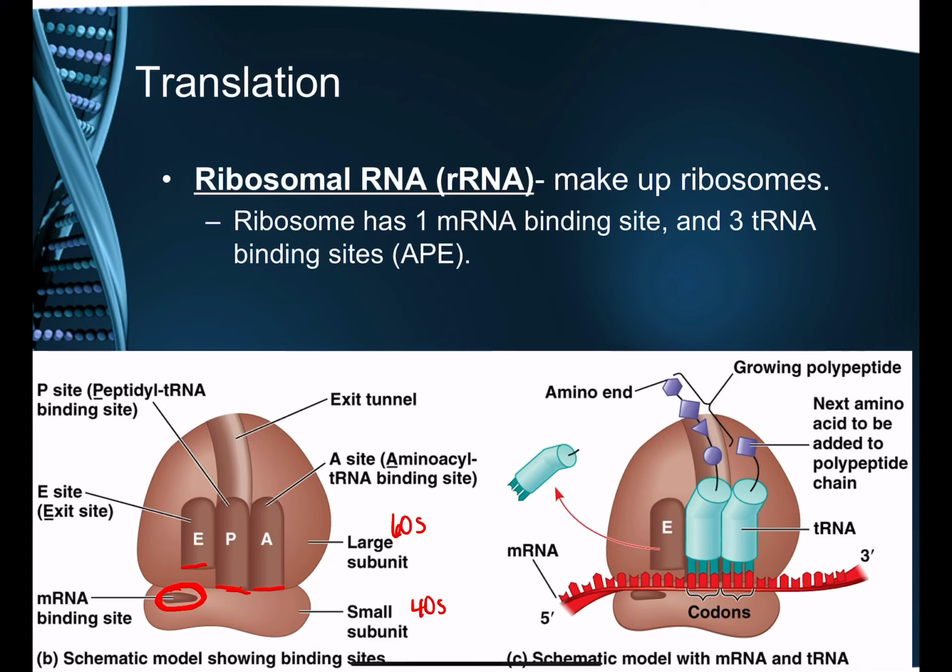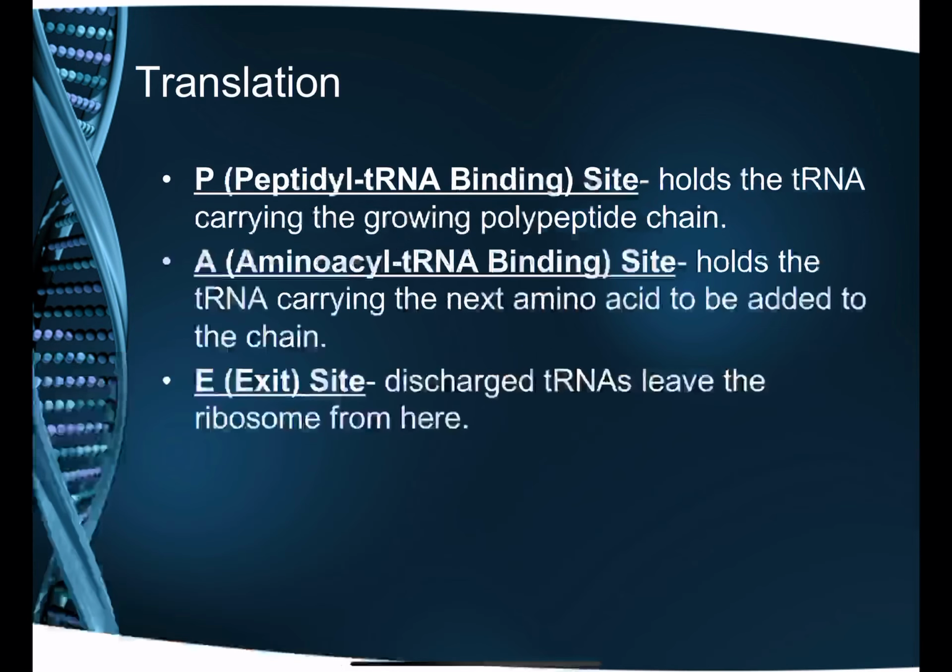So that 5' cap, another benefit of it, in addition to protecting it from degradation in the cytoplasm, is to help with the binding on the ribosome. So it's going to bind there at the mRNA binding site. All right, so let's talk about these three spots. The A spot, which stands for aminoacyl tRNA binding site.